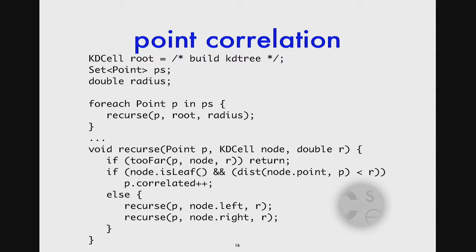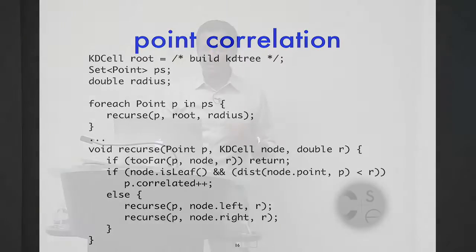And the code for point correlation is simple enough that I can put it on a single slide. So first I build the KD tree. That's actually not that simple, so I won't show you that. But I build the KD tree, and then I take some set of points and a radius, and then I say for every point in the set of points, recursively traverse that tree. As I recursively traverse that tree, I just check the bounding box to see whether I have to stop the recursion. If I do, I just return. Otherwise, if I'm at a leaf, I do the direct comparison. Otherwise, I keep going, making my way down the tree.